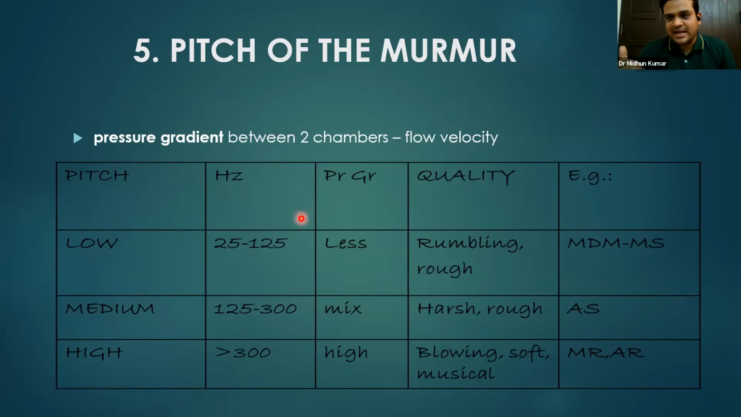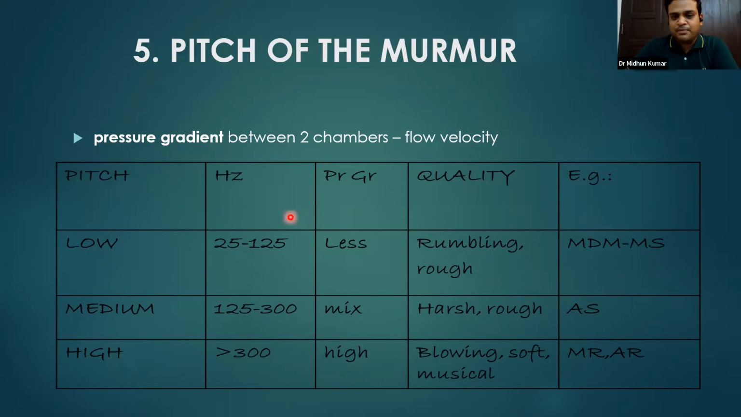So whenever we say that any murmur is high pitch, it means that it is more of a musical tone, smooth and musical. And whenever we speak of pitch, a male voice has a low pitch because our voices are harsh. So whenever you say that the murmur is low pitch, it means that the frequency is low and it's more of a rumbling noise, as if a bullock cart is traveling on the road.